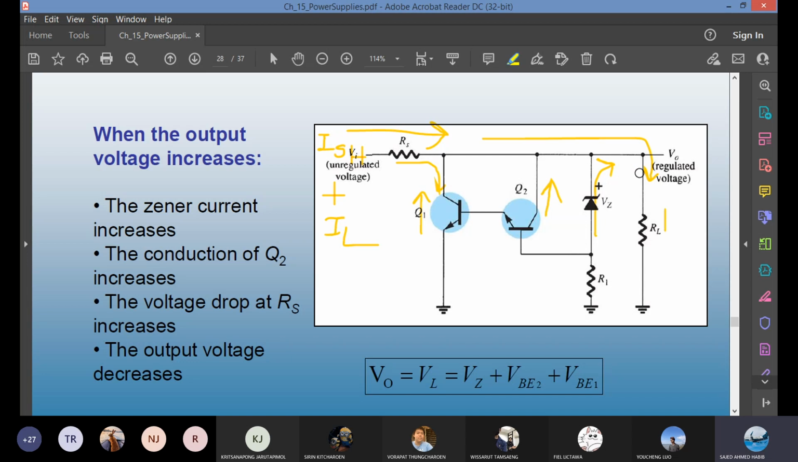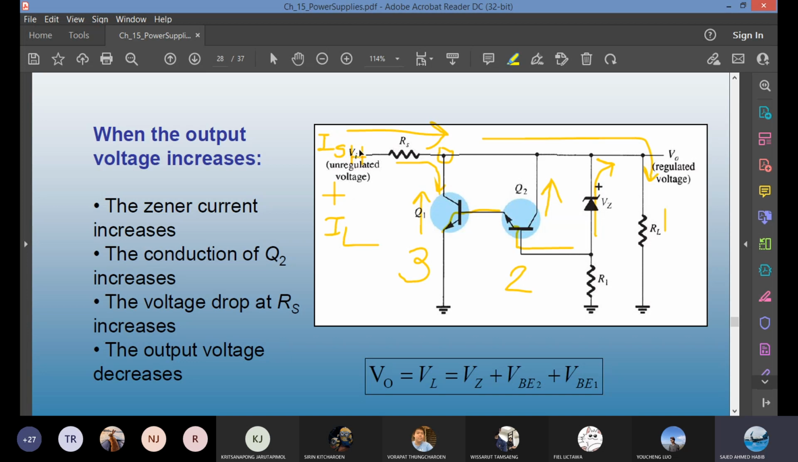As you look at the connection, this is flowing through the load, so Zener current increases. When Zener current increases, it is connected to the base of Q2. We'll call it stage 2. Q2 conduction increases. Q2 is providing the base current to Q1. When you have increased emitter current for Q2, Q1 is also going to increase. When IB1 increases, IC1 is going to increase. Now, because of this connection, it will pull down more current from the main.